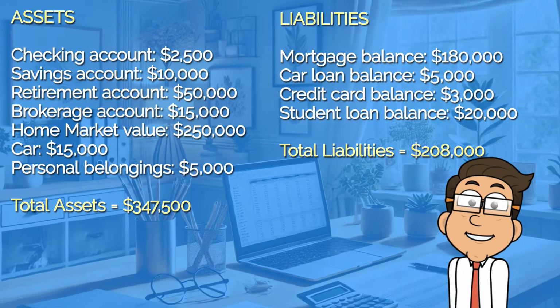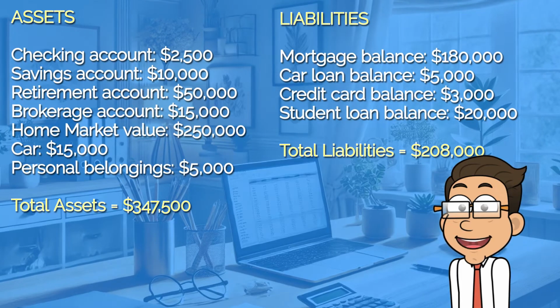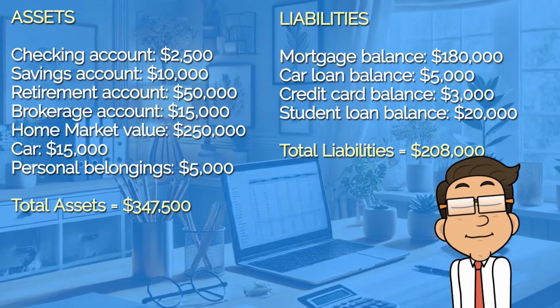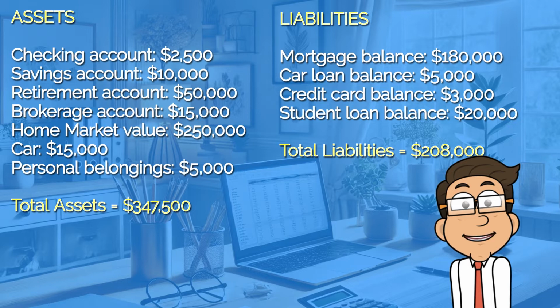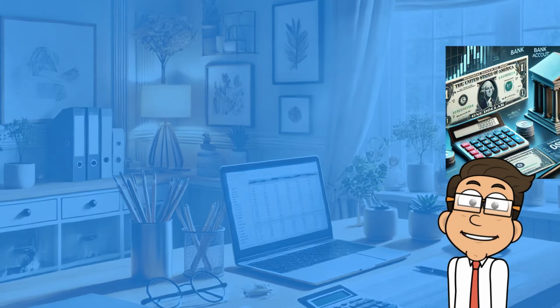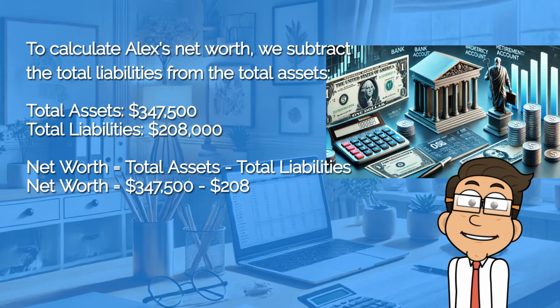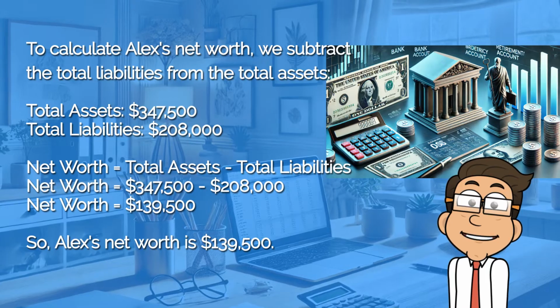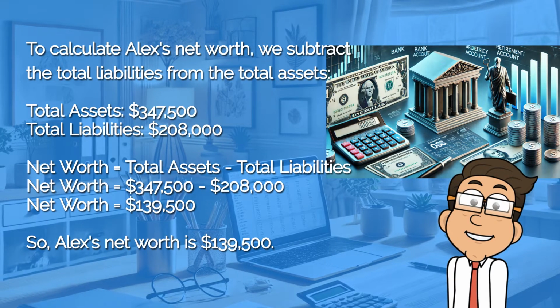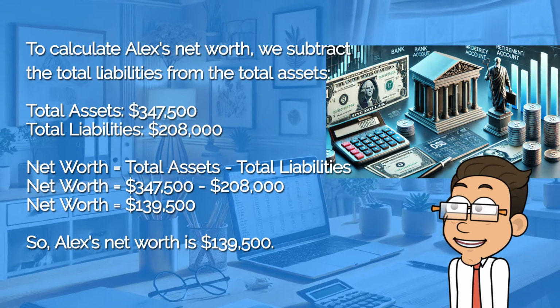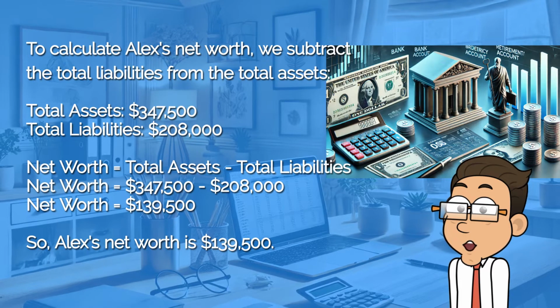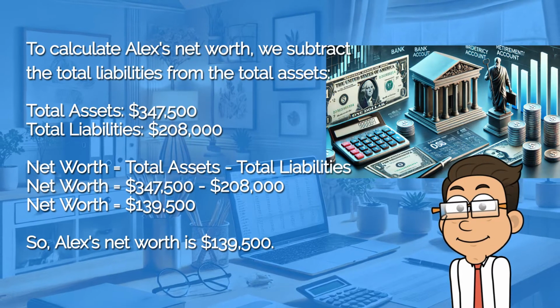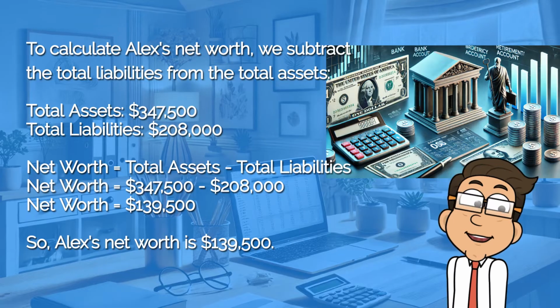Now that you have a list of your assets and liabilities, it's time to do some simple math. Add up the total value of your assets and then add up the total amount of your liabilities. Subtract the total liabilities from the total assets, and voila, that's your net worth. But calculating your net worth is just the first step. The next step is to understand what it means and how to use it to your advantage.